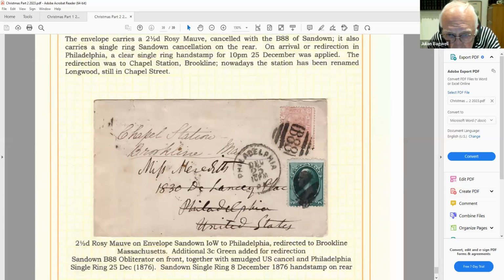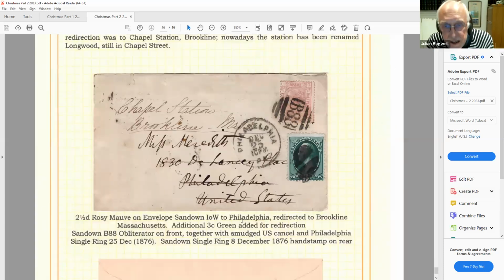And my last item, a rather unusual one. I do like these when you get different stamps from different jurisdictions on the same envelope. And this one, Tuppenny Halfpenny Rosy Mauve, we're now in 1876, so we're just in the UPU period. So I showed the previous item had a 6p stamp on it.